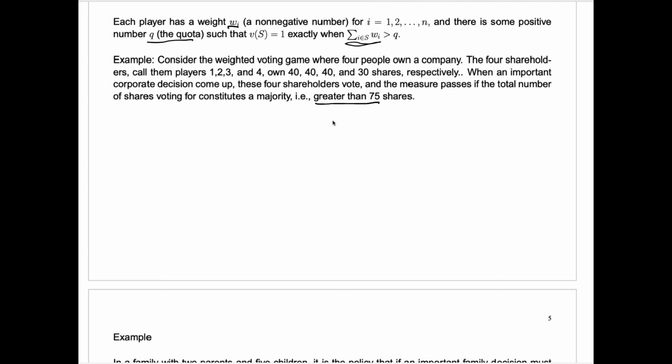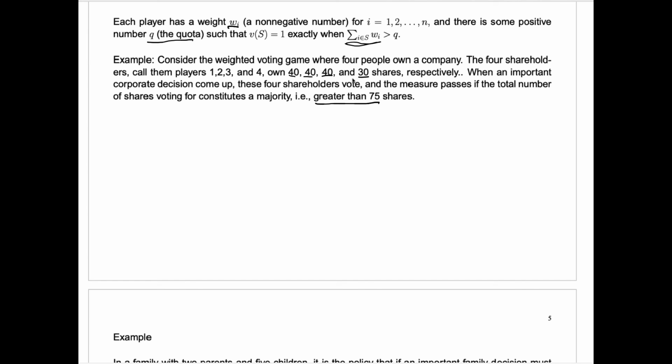Well, it should be pretty clear that the 3 shareholders, 1, 2, and 3, who own the exact same amount of stock, have an equal power in the company. But how much power does the fourth shareholder have? Let's ask ourselves, what are the winning coalitions here?